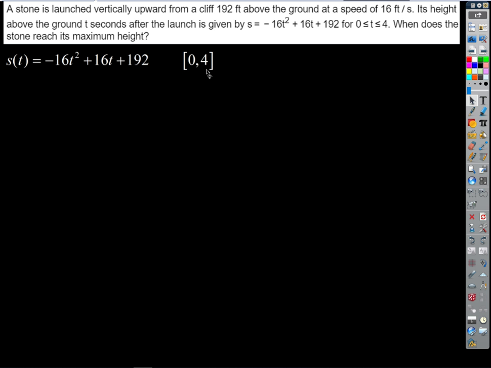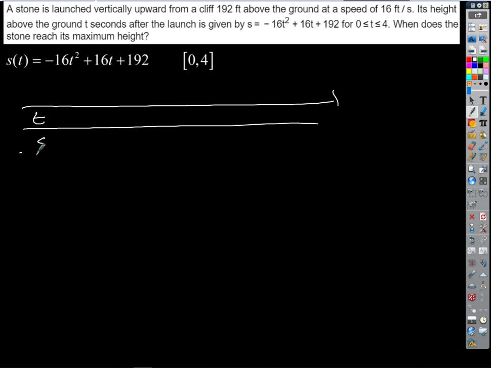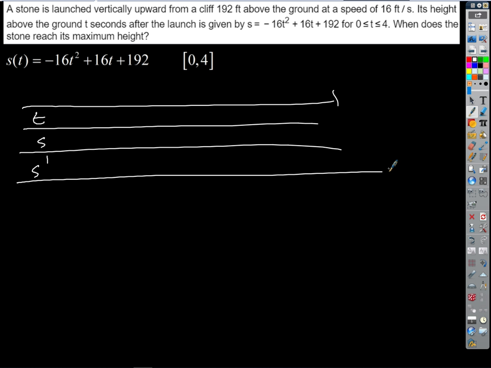And all we're going to do here is really represented by this. I've got t, I've got S, and I've got S prime, S dot I guess I could say in this case. My interval goes from 0 to 4. What would I do to find my critical numbers? Take the derivative and set it equal to 0. It wouldn't be a big deal. S prime equals negative 32t plus 16.